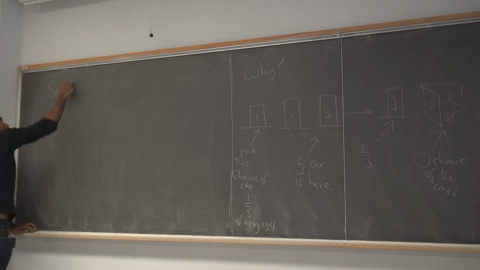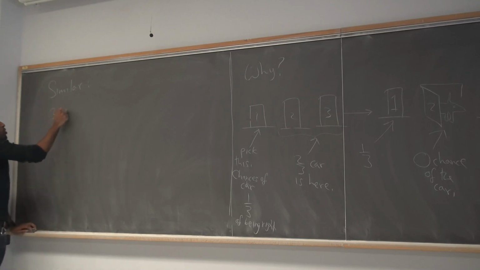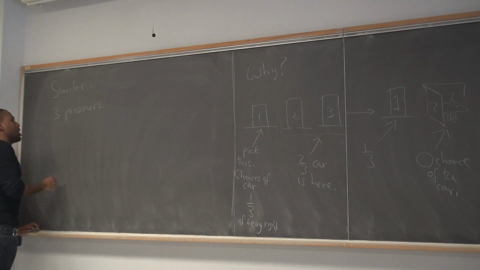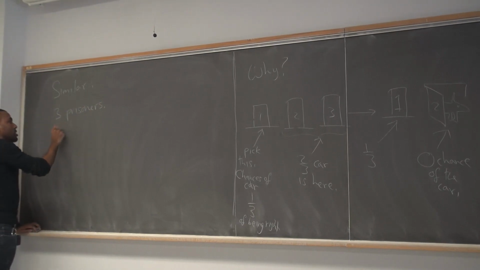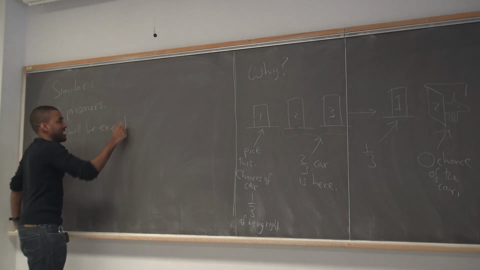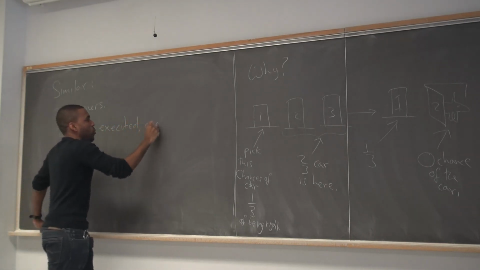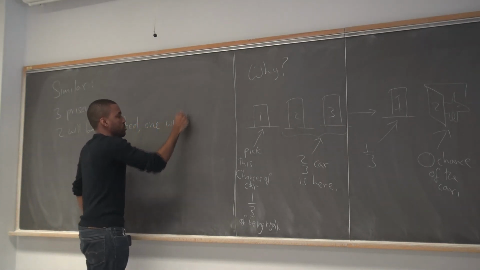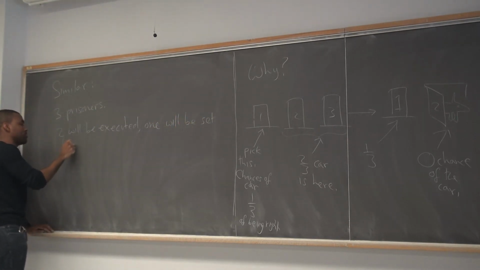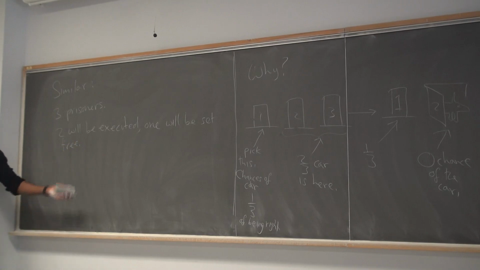So, there's another similar one. 3 prisoners, right? 2 will be executed. 1 will be set free. Can't spare the taxpayers' dollars to electrocute 3 people, so I have to set 1 person free.